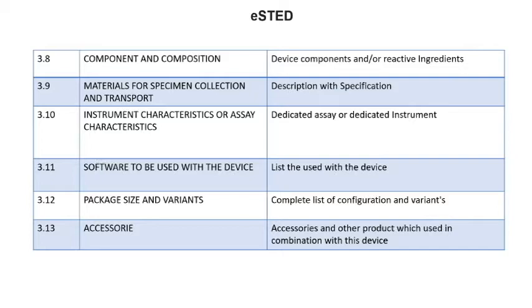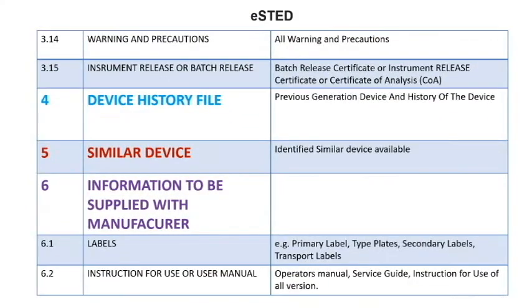Description or complete list of the various configurations or variants of the device that are intended to be made available on the market. Accessories: description of the accessories for the device and other products that are not a device which are intended to be used in combination with the device. Warning and precaution: warning from the instruction for use and reference to the safety data sheet. Instrument release or batch release: instrument release certificate or COE to be referenced, for example, Class D reference certificate by the European Reference Laboratory.